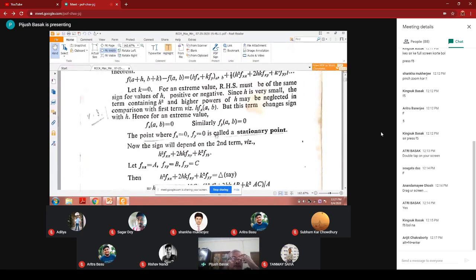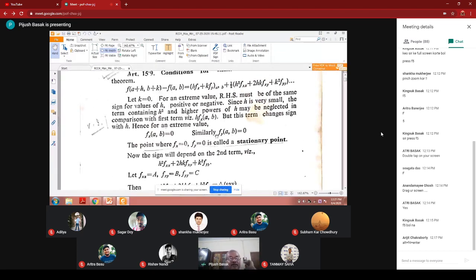But I should repeat it once more, because we are doing this maybe for the first time. That is why we are using Taylor's theorem of the last class: f(a plus h, b plus k) minus f(a,b) is equal to this term, half h square with this.